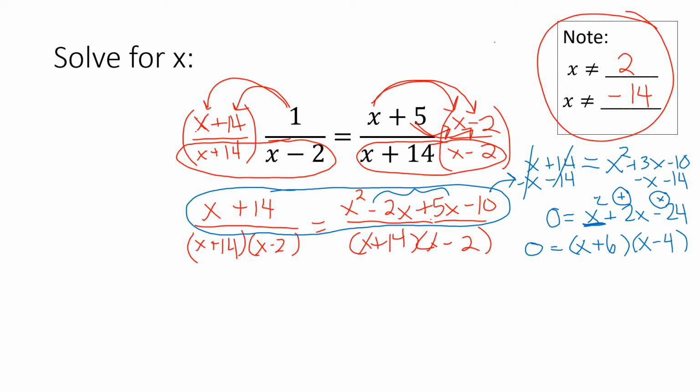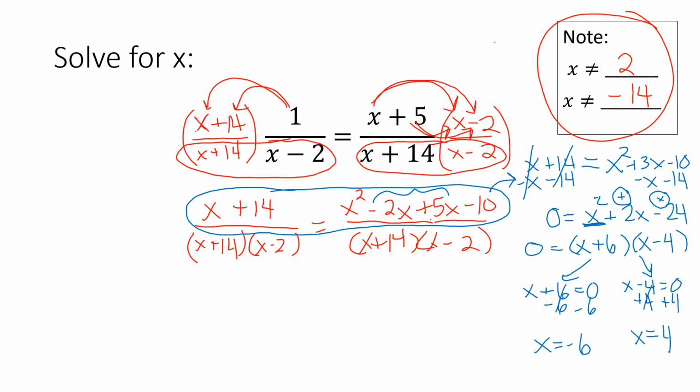So when you get here, remember that this is the zero product property. So I'm going to take each one of these factors and I'm going to set it equal to 0. So here I would get negative 6 for my solution. And on the other one, I'm going to take the other factor, x minus 4 equal to 0. And I end up with x equals 4.